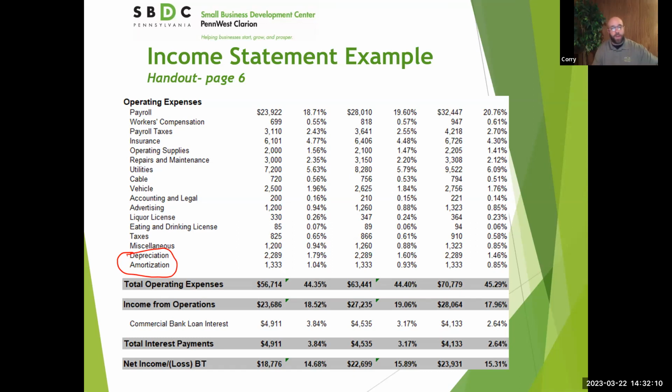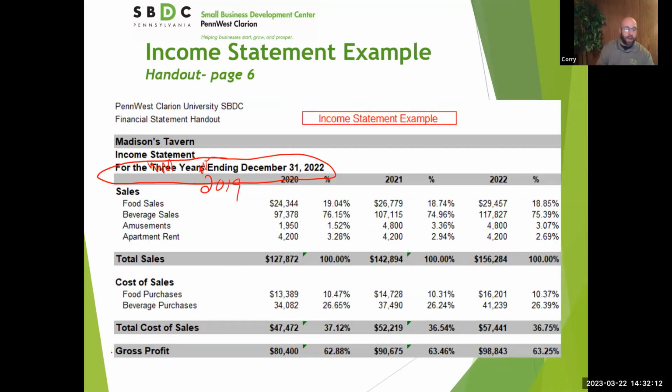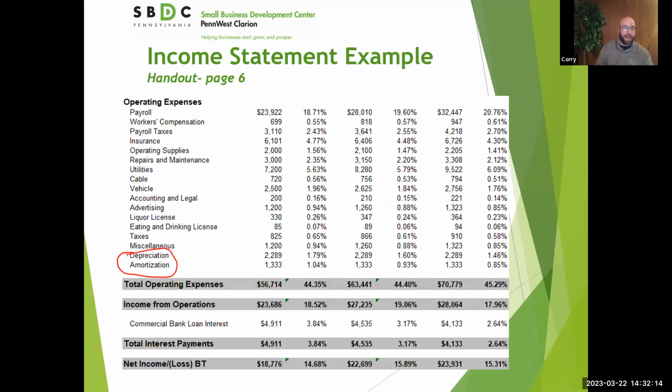Okay, so anyhow, I went back a slide here. When I take my gross profit minus all of my operating expenses, minus the interest from my commercial bank loan, I'll be left with a profit or a loss at the end of the year.